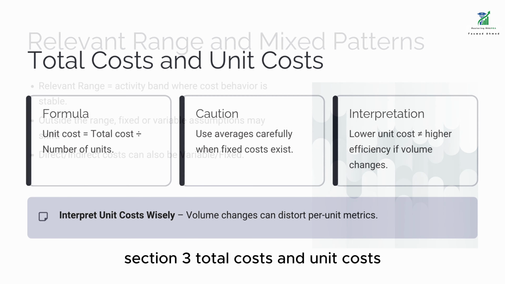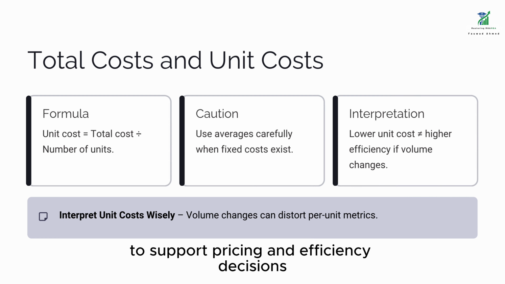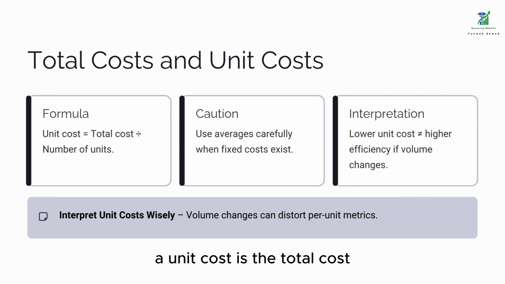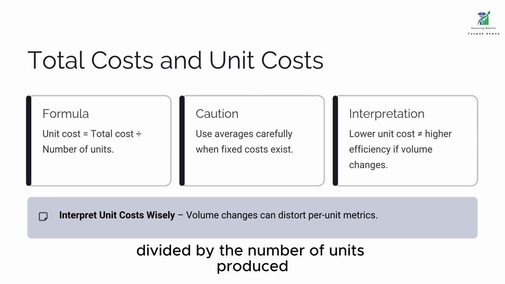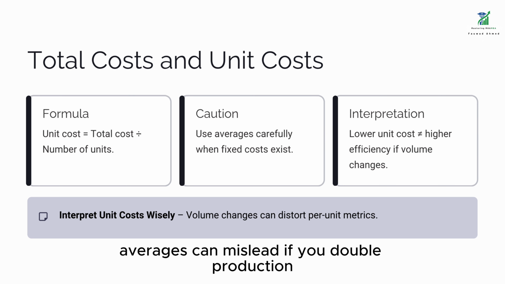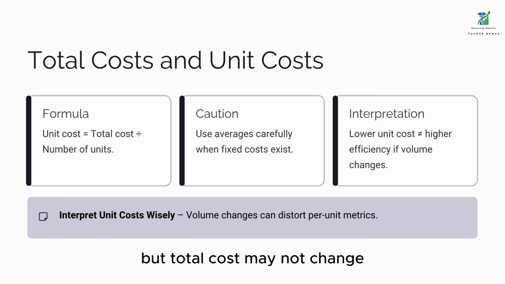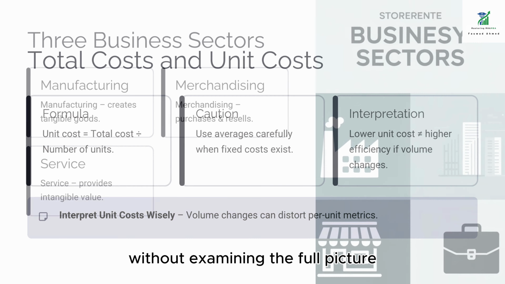Section 3: Total costs and unit costs. Managers often analyze costs per unit to support pricing and efficiency decisions. A unit cost is the total cost divided by the number of units produced or services provided. But be careful, averages can mislead. If you double production, fixed costs spread over more units and unit cost falls, but total cost may not change. So never assume that a lower unit cost means you're more efficient without examining the full picture.